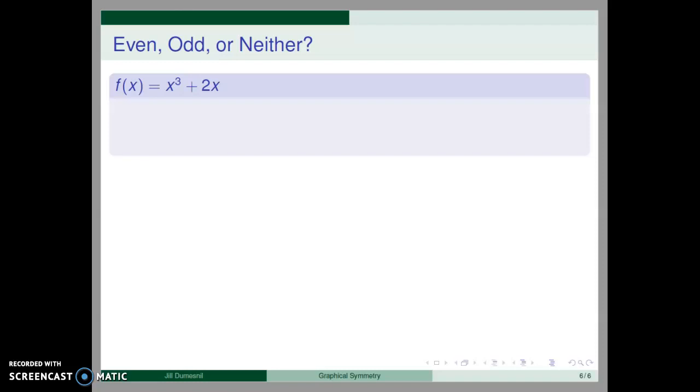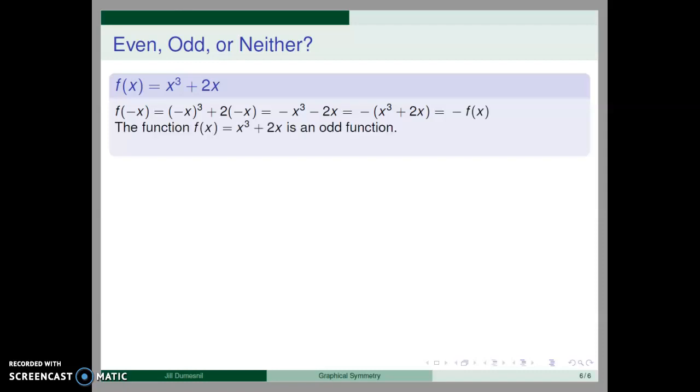We are first given the function f(x) = x^3 + 2x. We will compute f(-x) and see if we get f(x), -f(x), or neither. We plug -x into the function, then simplify using the order of operations. We can factor out a negative, and notice that we get the opposite of f(x). Therefore, the function f is an odd function, and its graph will be symmetric about the origin.